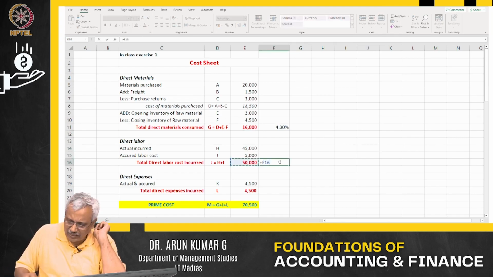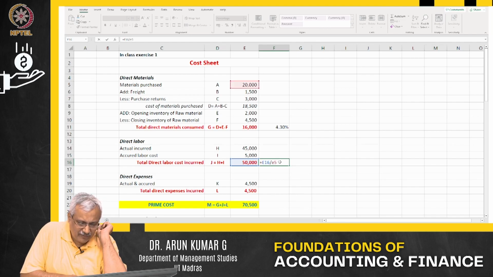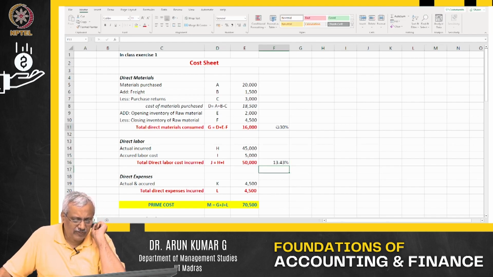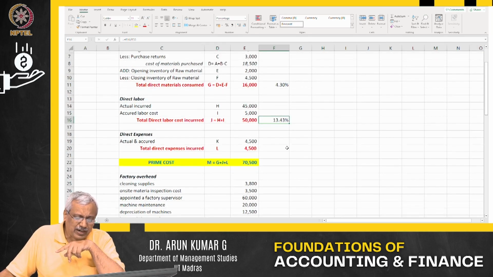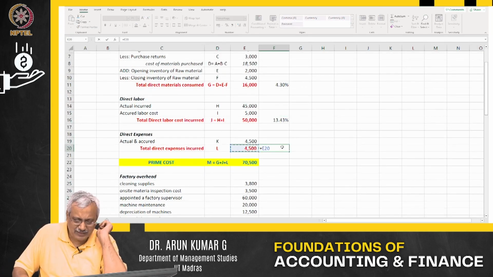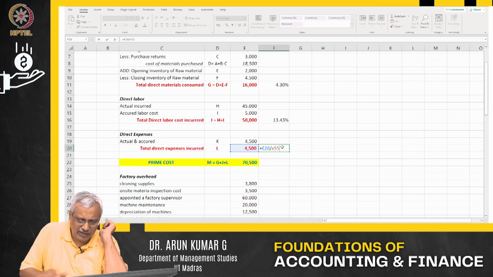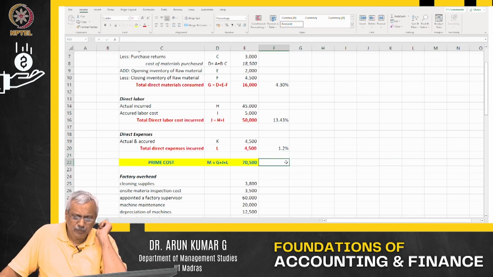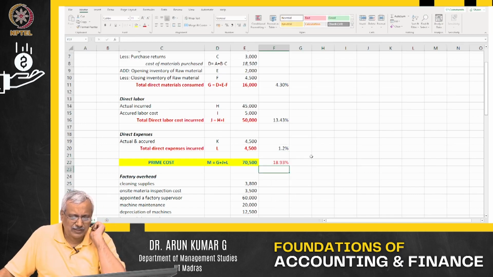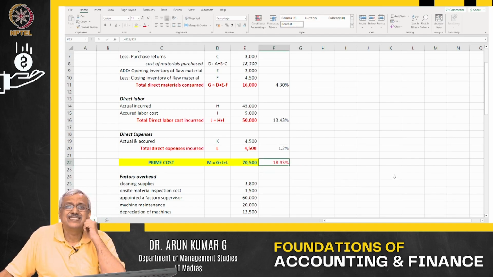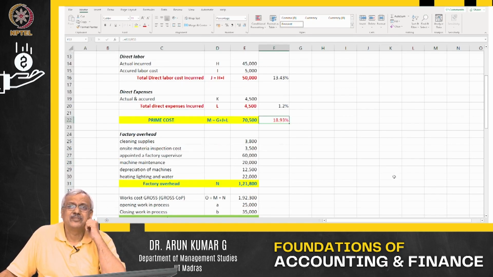Same thing, let me do it for labor, E55. I see that 13.43% of the sale value is going towards labor cost. Now I will know where I am going to control. Now let us look at the overhead expenditure, same thing, E55. 1.2% is my direct expenditure, and then let us look at your prime cost. Your prime cost is about 18.93% of the sale value.